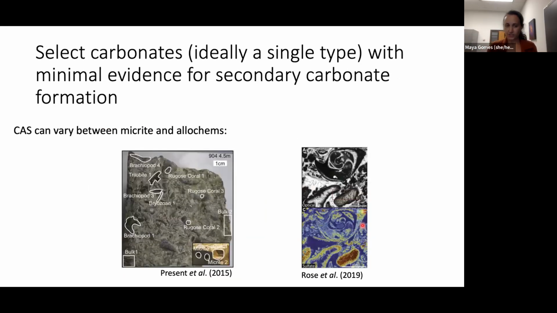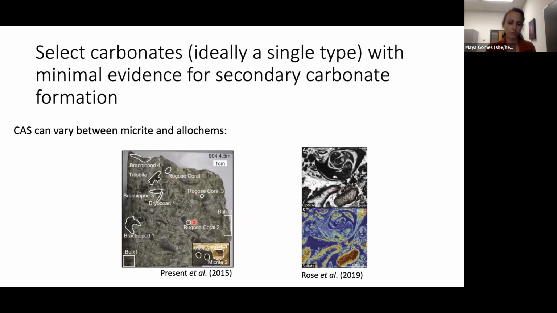Okay, so what other considerations? The other thing is you want to be careful in how you select your samples. You should select carbonates that have minimal evidence for secondary carbonate formation. And you also want to pick something, if you can, that's a single type of carbonate. This is because different types of carbonates can have slightly different sulfur isotope compositions of CAS. And so these are two examples.